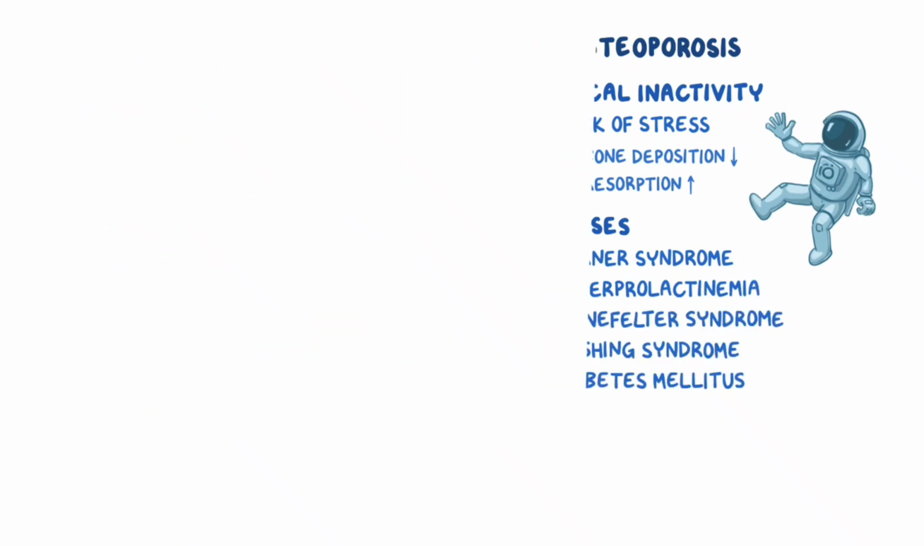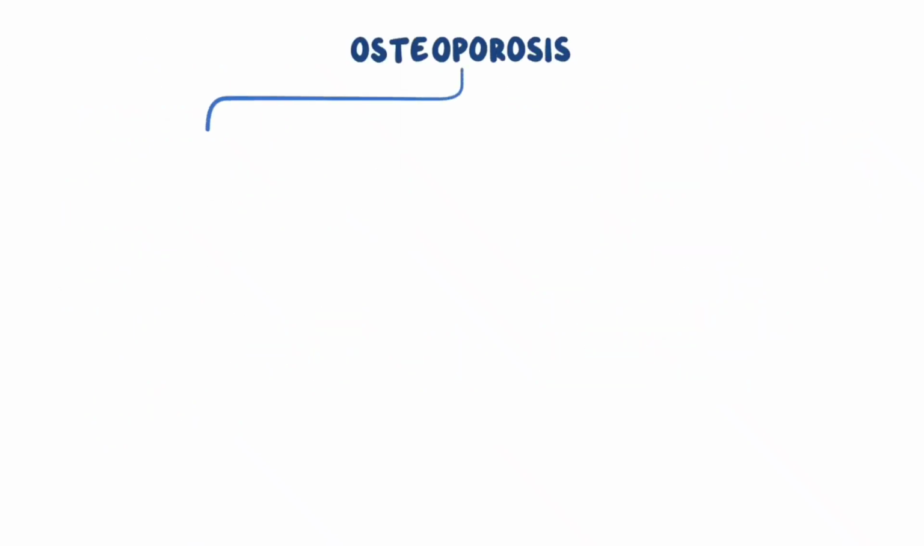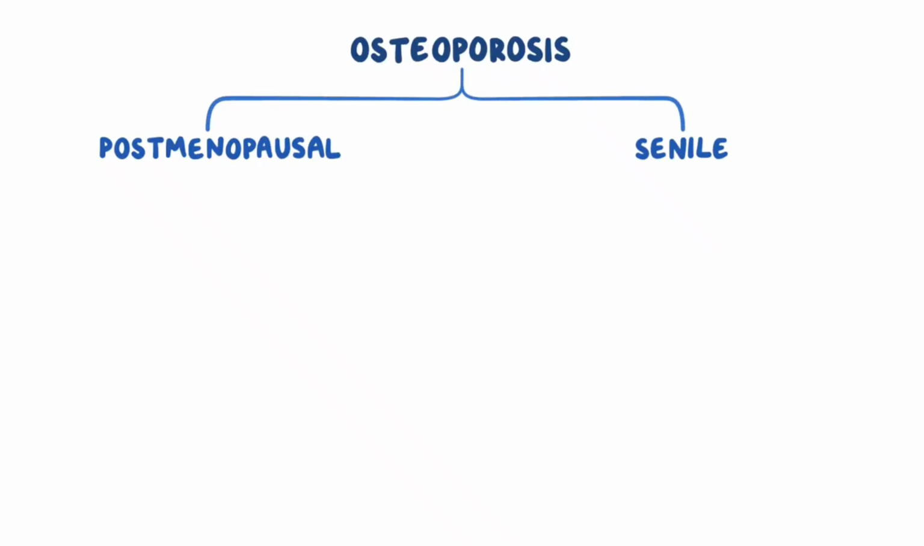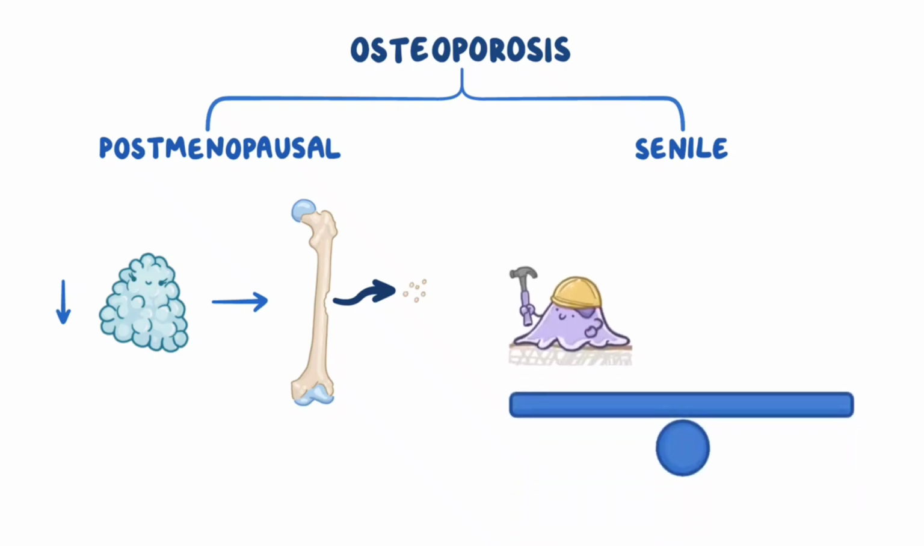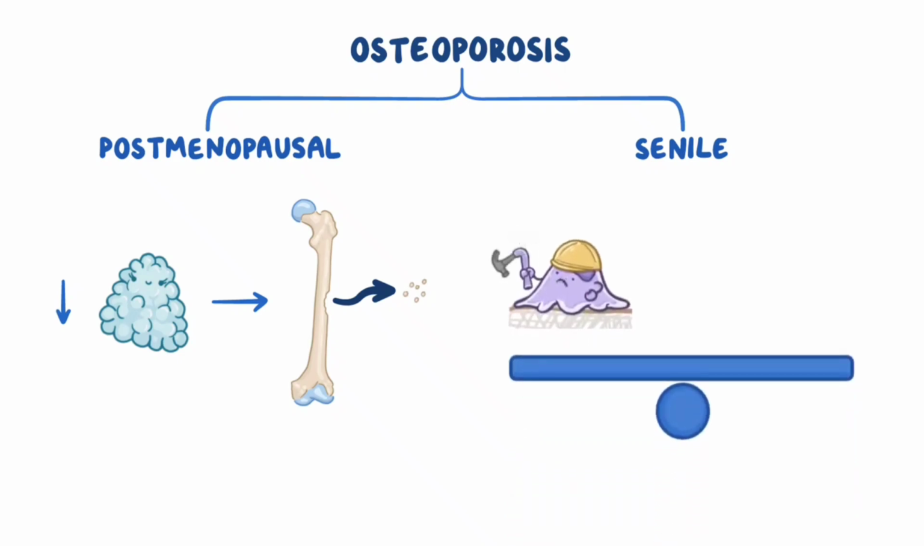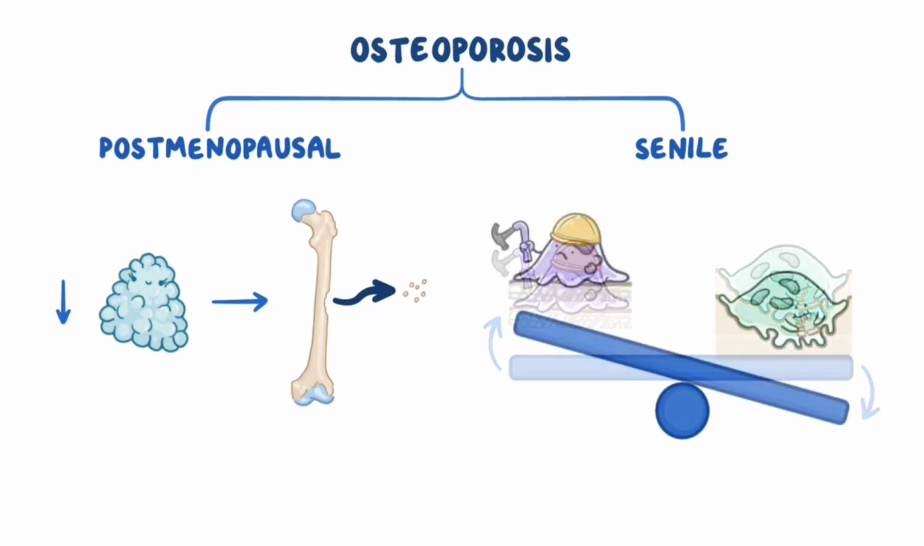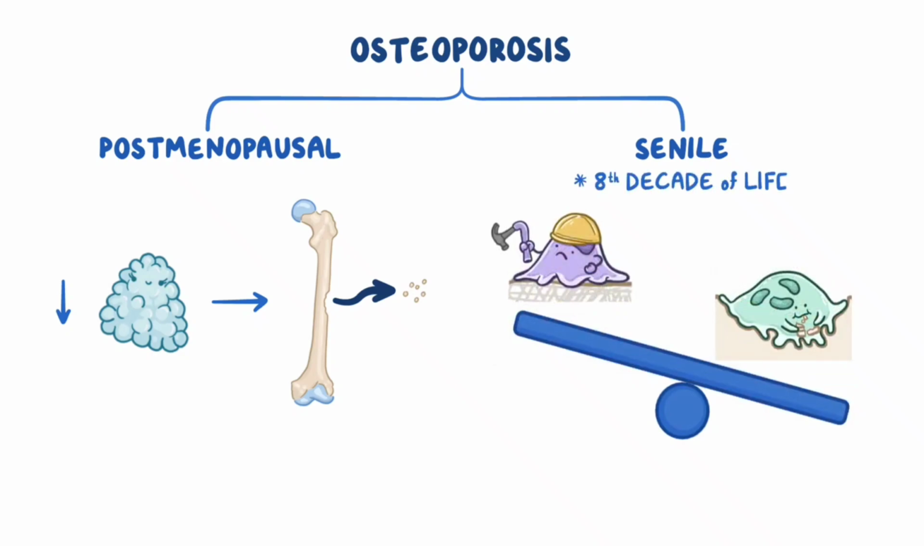Now, the 2 most common types of osteoporosis are postmenopausal osteoporosis and senile osteoporosis. In postmenopausal osteoporosis, decreased estrogen levels lead to increased bone resorption. With senile osteoporosis, on the other hand, it's believed that osteoblasts just gradually lose the ability to form bone, while the osteoclasts keep doing their thing unabated. So, bone resorption usually overtakes bone formation around the 8th decade of life.